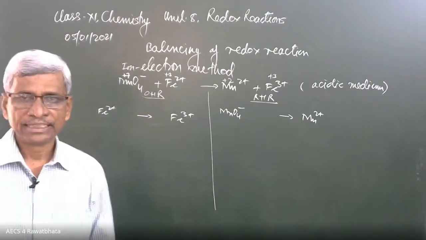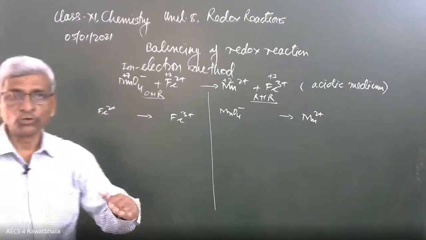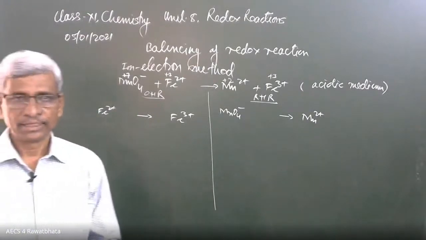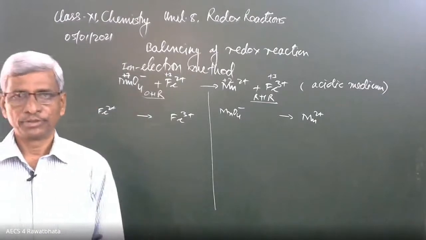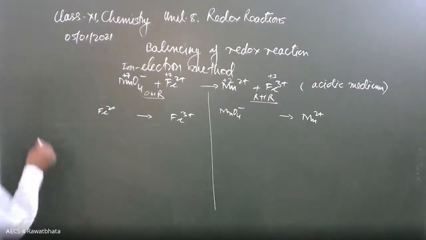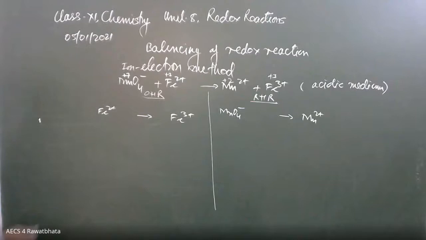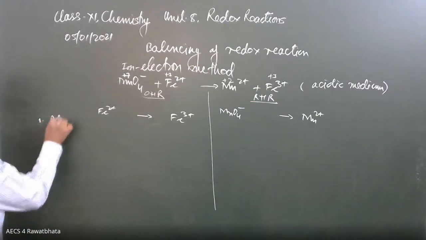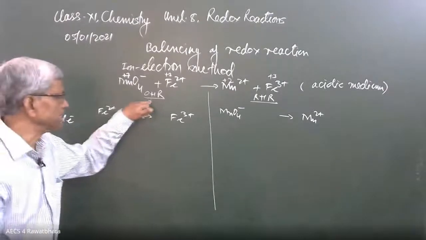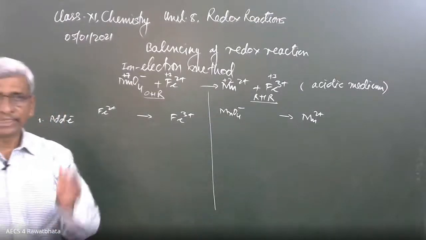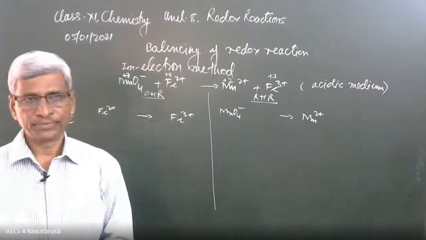Okay, beta? Then the steps. Here, different books follow different steps. You can follow any one of the steps which is convenient for you. Okay, beta? Step 1: add electrons. Add electrons to both reactions, oxidation as well as reduction, and this addition of electrons is according to the change in oxidation state.